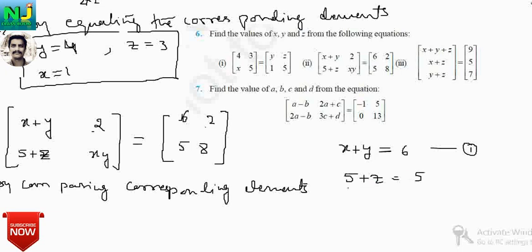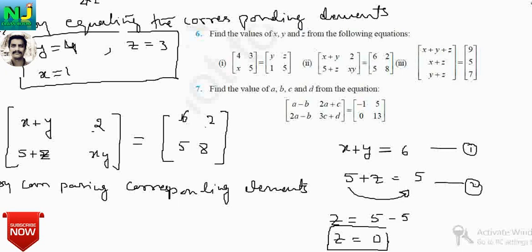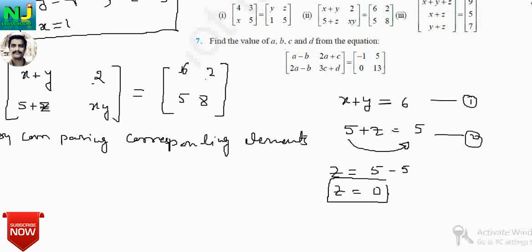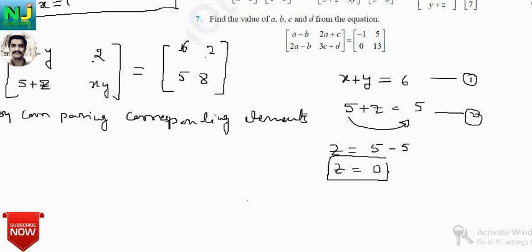So now take this 5 to the right hand side. z is equal to 5 minus 5, so z value is equal to 0. One thing you get from the second equation: 5 plus z is equal to 5, so z is equal to 0.